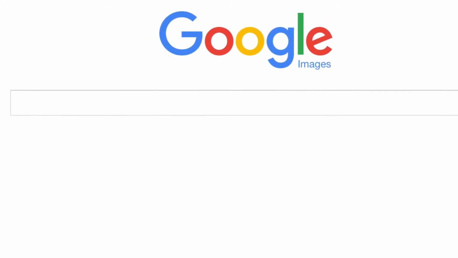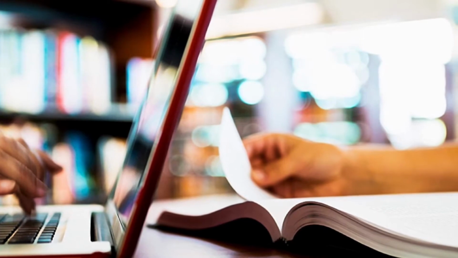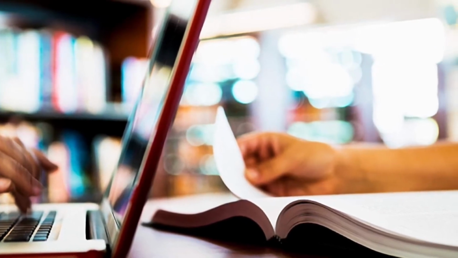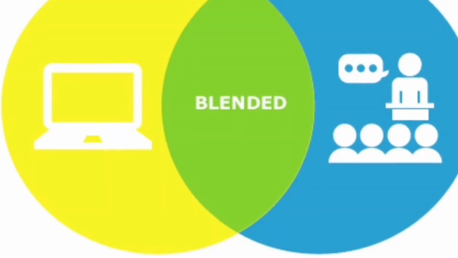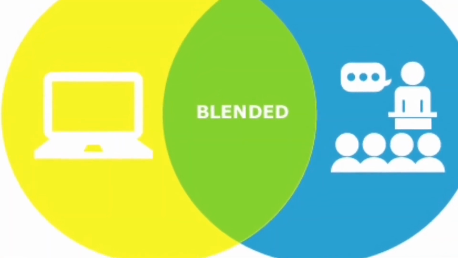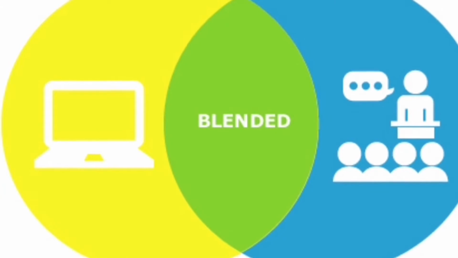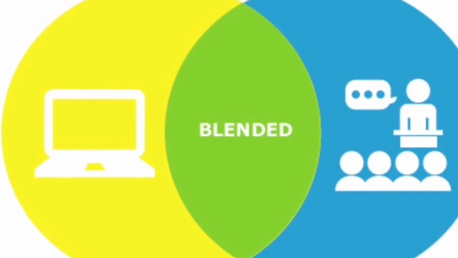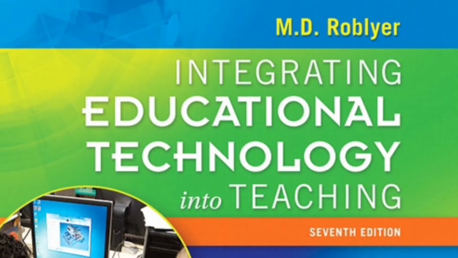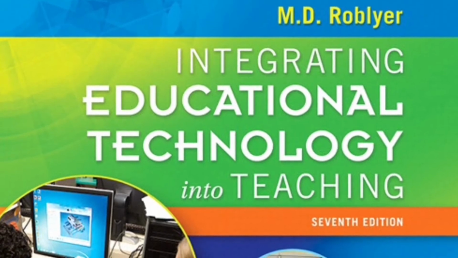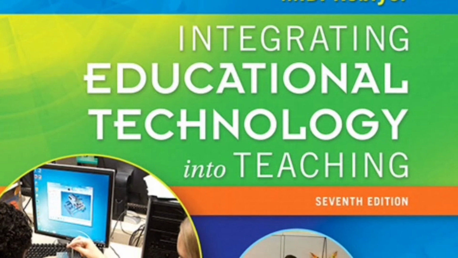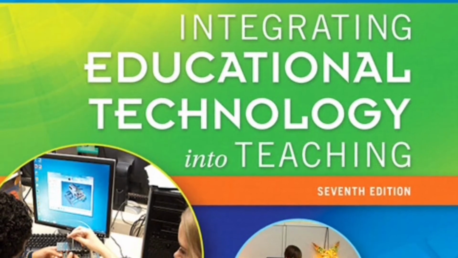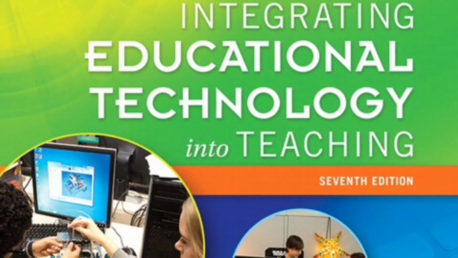Because students are different learners than those in the past, it makes sense that education begins to adapt in order to reach those students. One of the ways that teachers can make the shift is through blended learning. Blended learning can take several different forms. Robler's book, Integrating Educational Technology into Teaching, outlines 3 main models of blended learning. In this video, I will be explaining the traditional classroom and flipped classroom methods.